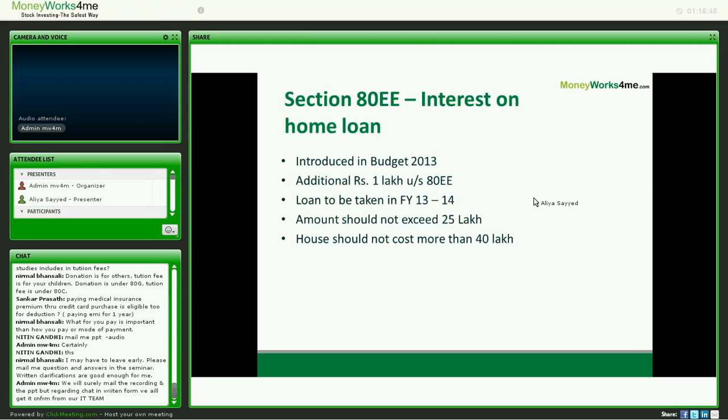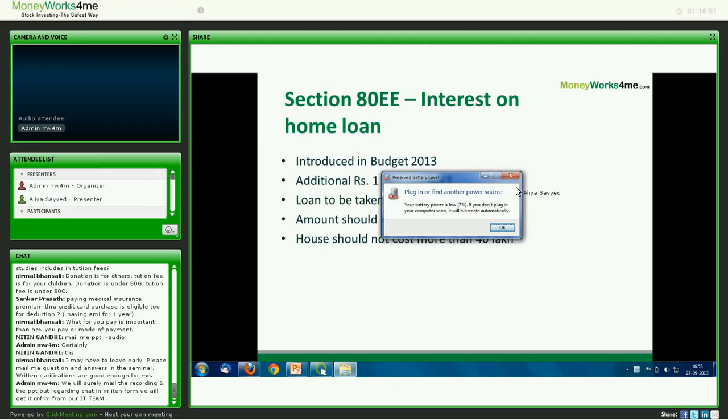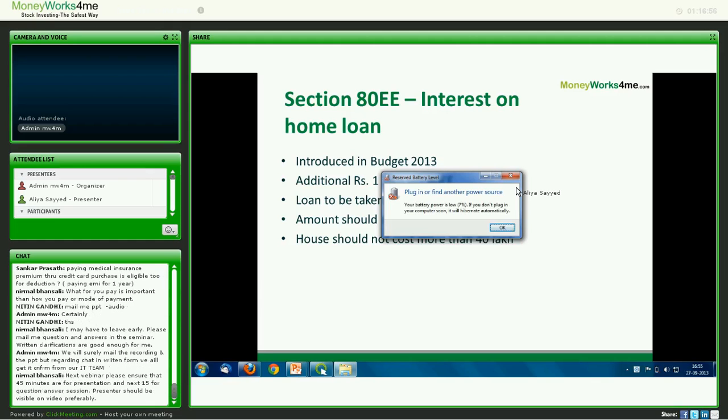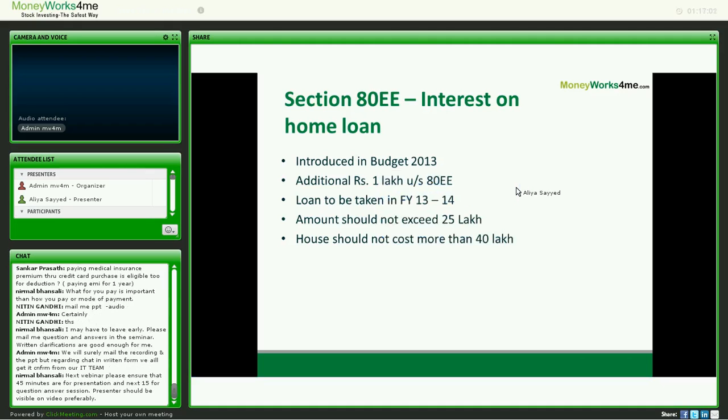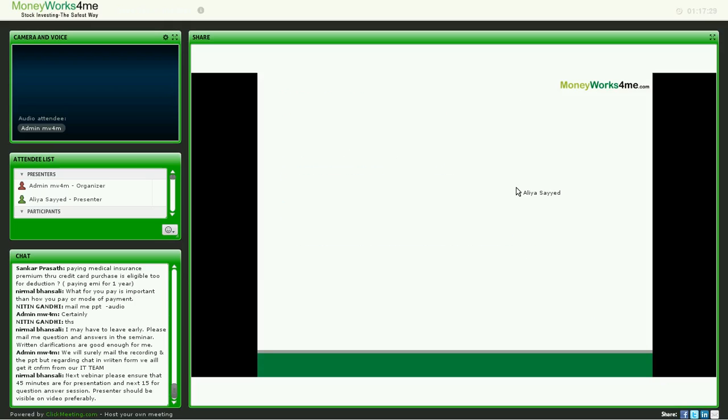Another thing is that if you do not claim the entire limit of 1 lakh, you can extend this deduction towards the next year. So suppose you claim up to 50,000 of deduction under Section 80EE in 2013-14, you can claim the remaining 50,000 in 14-15. But like I said, the loan should be taken in the financial year 13-14. So that's on interest. That was on housing loans.